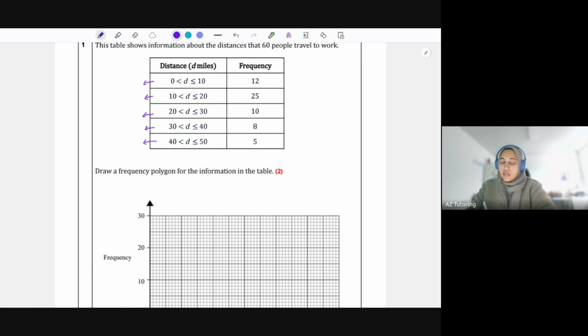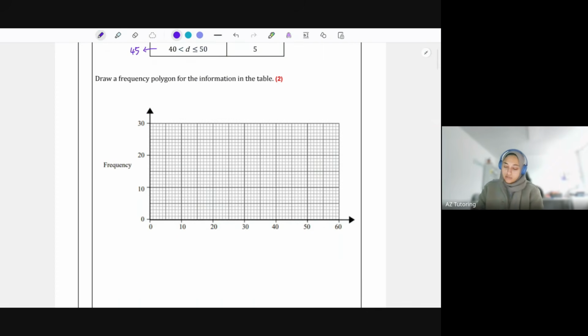So if you can't figure out what's in between 0 and 10, you can add them. So 0 add 10 and then divide by 2, which is just 5. Likewise, 10 plus 20 is 30, 30 divided by 2 is 15, and so on. So I'm just going to populate. In between 30 and 40 is 35, and in between 40 and 50 is 45. So these midpoints are what we're plotting on the x-axis here.